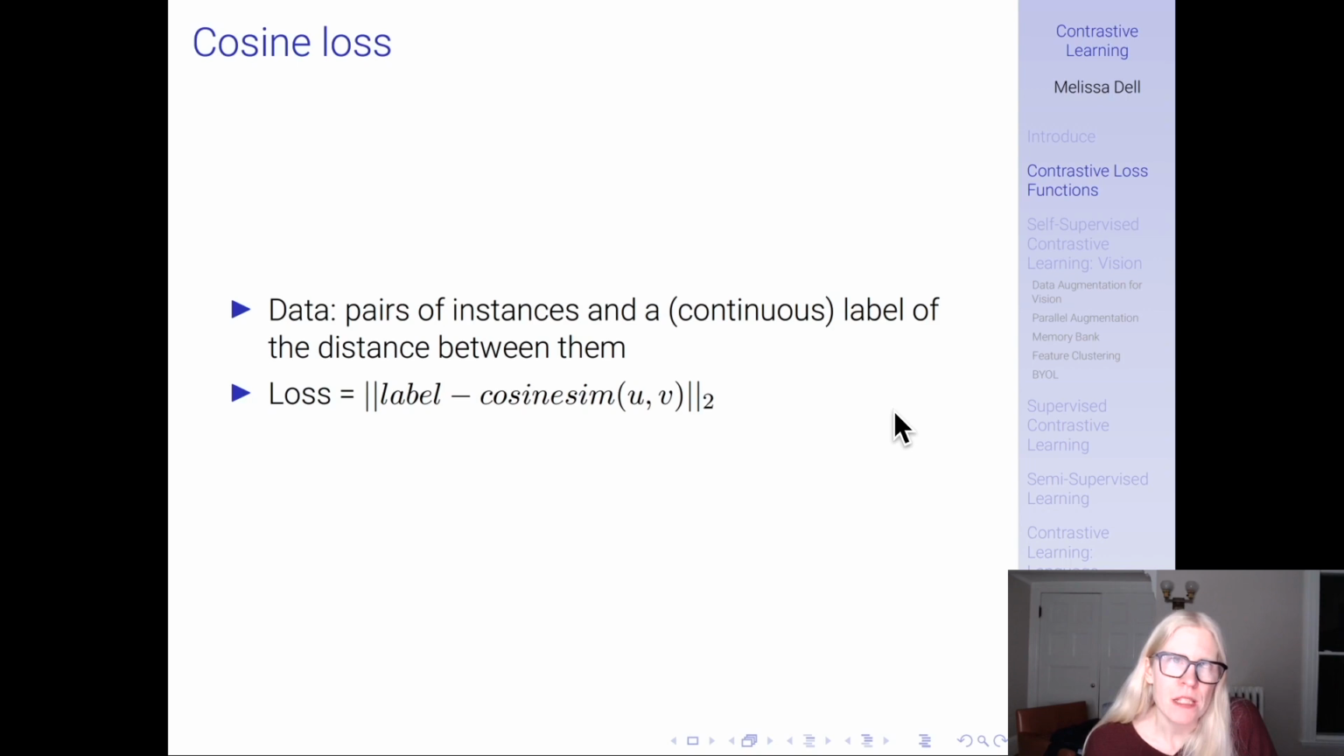And so one type of contrastive loss is cosine loss, where the data are pairs of instances and a continuous label of the distance between them. And so if you have a context where there's some sense in which instances are similar or dissimilar in a continuous way, this is what you would use.